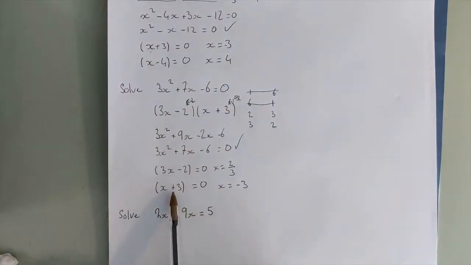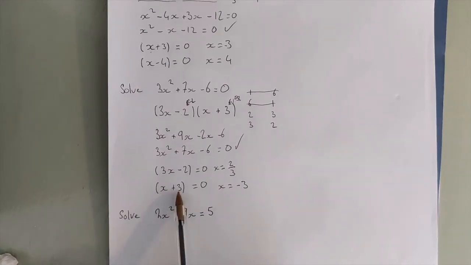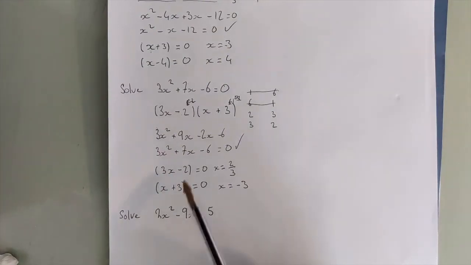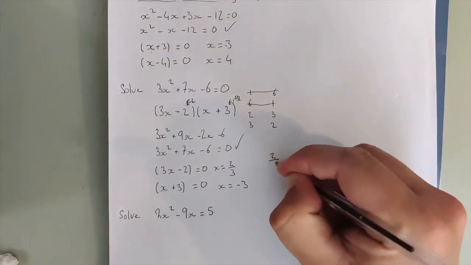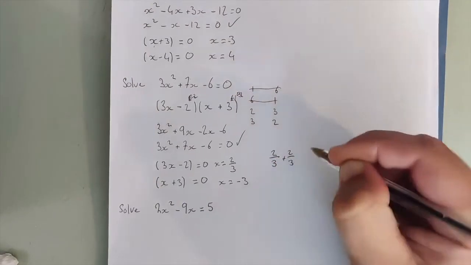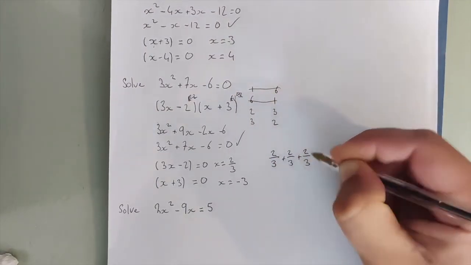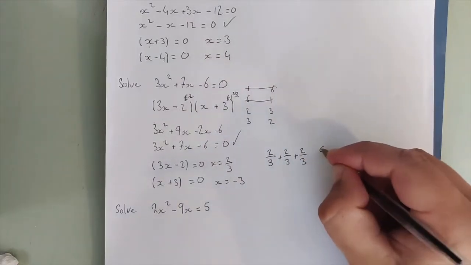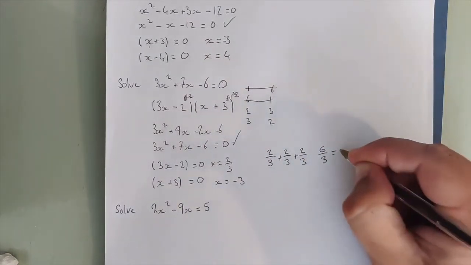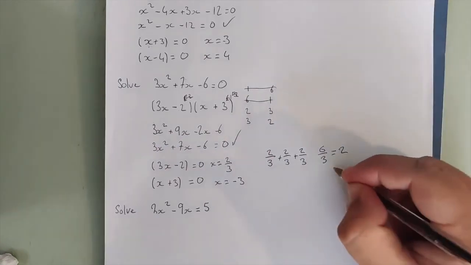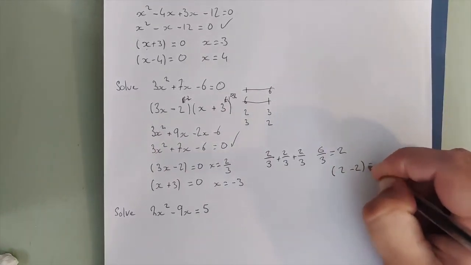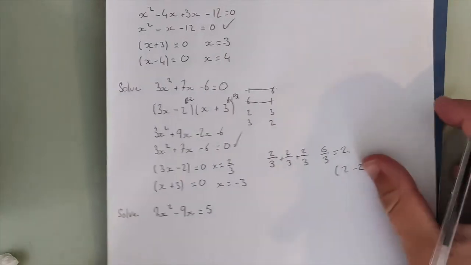So you can see that it's always just the opposite of the number. So if it's plus 3, it's just minus 3. And then with these ones where there's numbers before the x, you just got to be extra careful. You can always just check that by 2/3 plus 2/3 plus 2/3. Add the ones across the top. 6 over 3. That's the same as 2. So we know that 2 minus 2 equals 0. So we know that's all good.